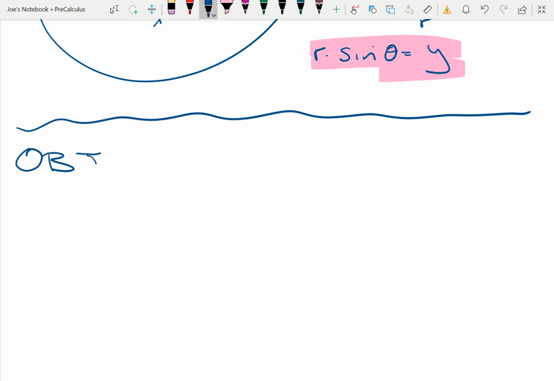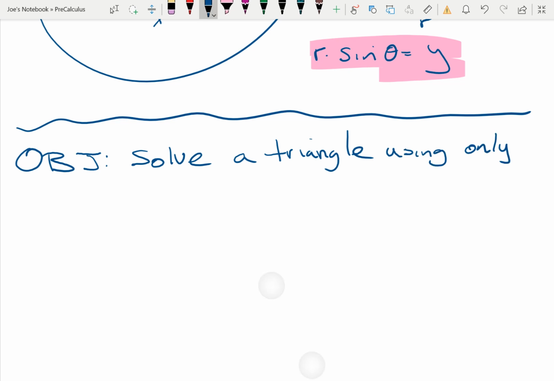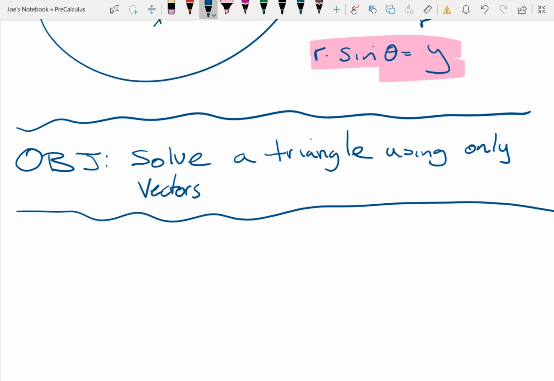Okay, so objective 2, we're going to solve a triangle problem using only vectors. You'll get so good at this, you'll never have to pick up a pencil and paper. It's just so easy. All right, so let's put a few buzzwords so I don't have to write the whole problem. We're going to have a problem, and it's going to involve an airplane.